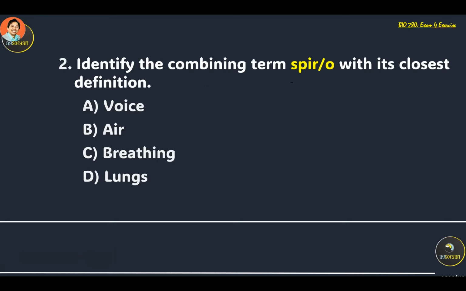Identify the combining term spiro with its closest definitions. A, B, C, or D. Spiro means breathing. So there is an equipment called the spirometer. This is the equipment that measures our breathing volume. So spiro means breathing.